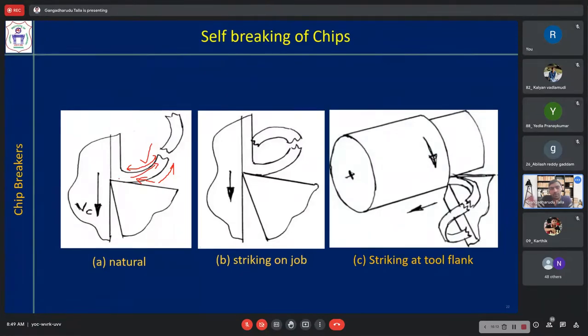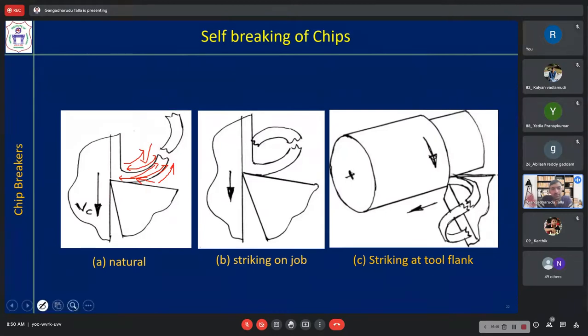So the chip will deform due to the friction and the heat. On the back side, it is in contact with the workpiece, so velocity is also not the same. Understand? There is varying velocity on either side. So that will also make the chip curl. On this side, it is trying to move fast.